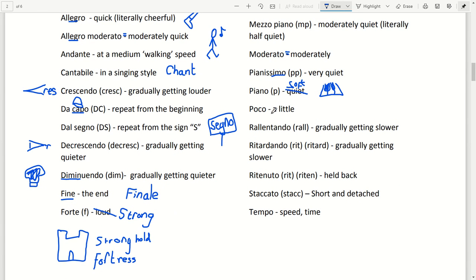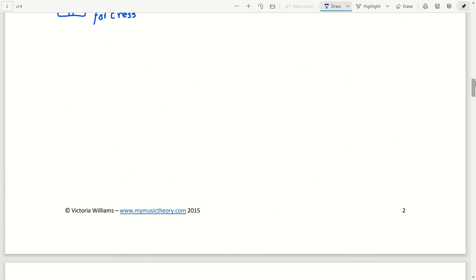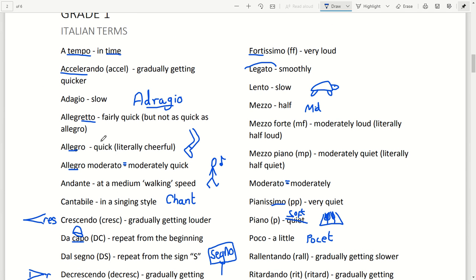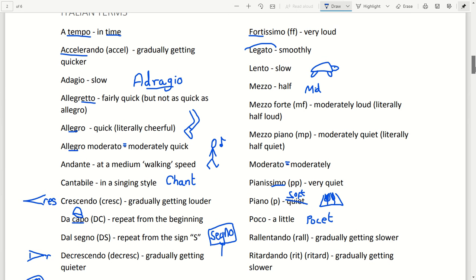Poco, a little. How could you memorize that? Maybe you've got something little in your... I'm going to spell it wrong just for the mnemonic. Pocket. So a poco. What have you got in your pocket? It's going to be very, very small. Your poco. So if you had a poco allegro, then that would be a little quick.